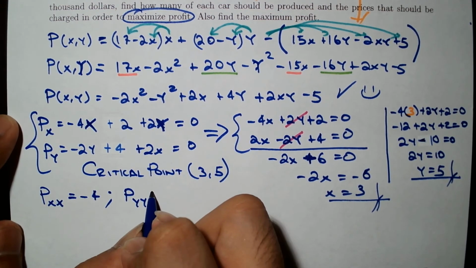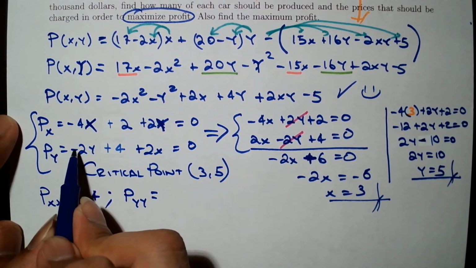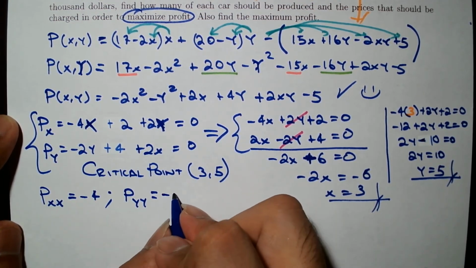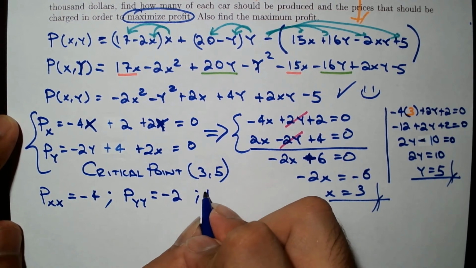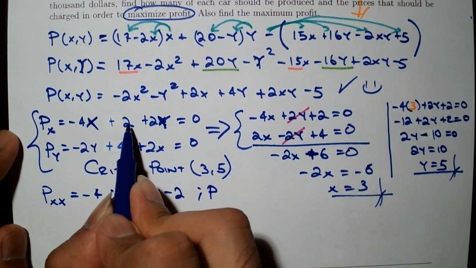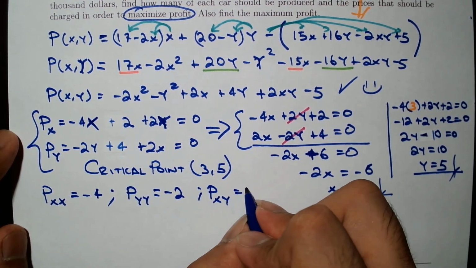P double y is here. It's the first partial with respect to y. Then these two terms go away, we get negative 2. And then p with respect to x, which is negative 4x plus 2 plus 2y. But now with respect to y, which in this case is 2.